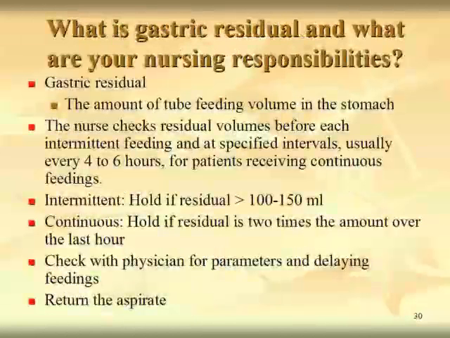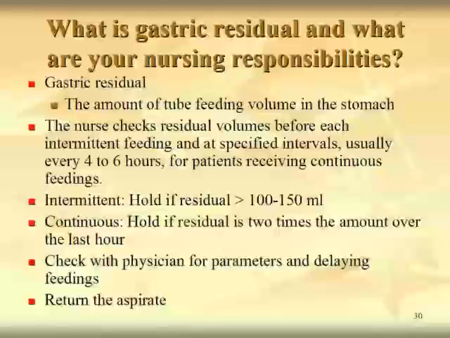And some nursing responsibilities for patients receiving these. One is to check the gastric residual, which is the amount of tube feeding that's left in the stomach. So typically the residual will be checked on intermittent feedings about every 4 to 6 hours, before the intermittent feeding. And if the patient is having a continuous tube feeding given, then every 4 to 6 hours the residual should be checked.